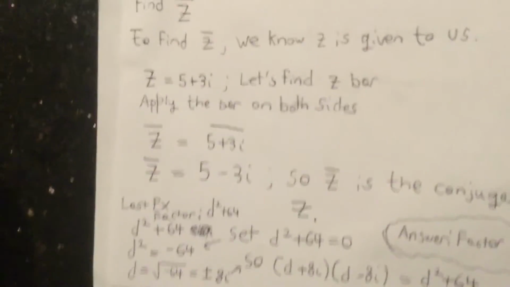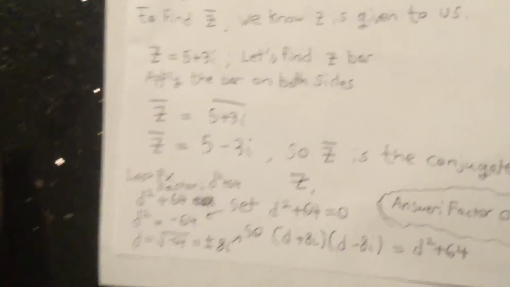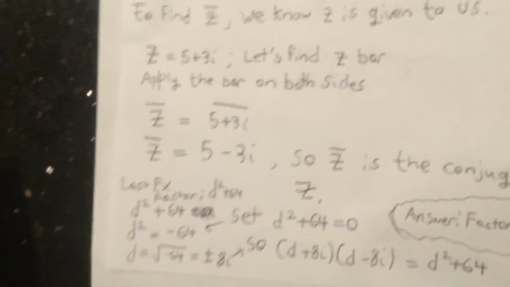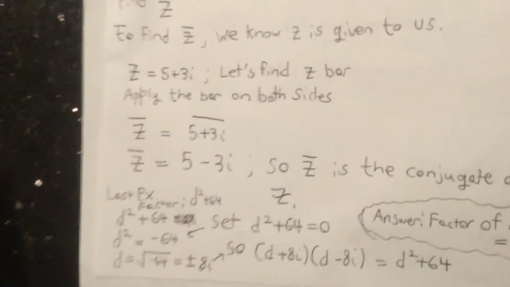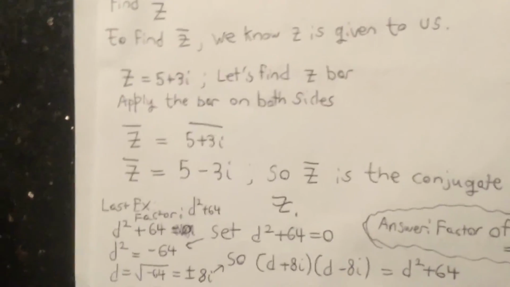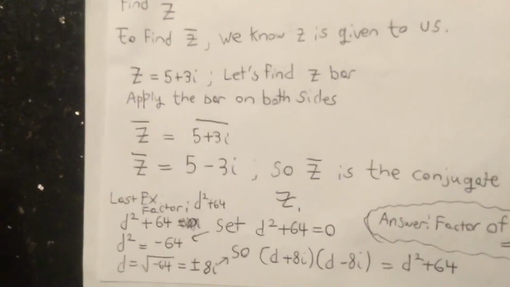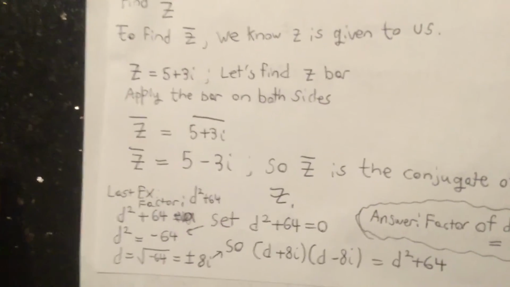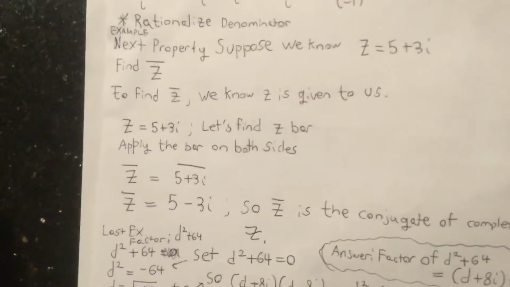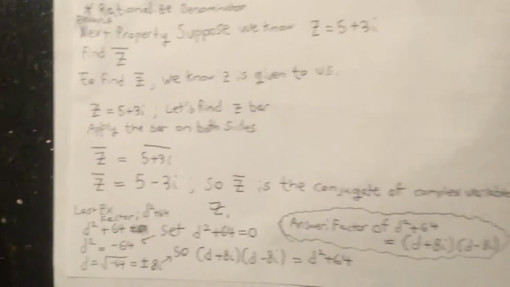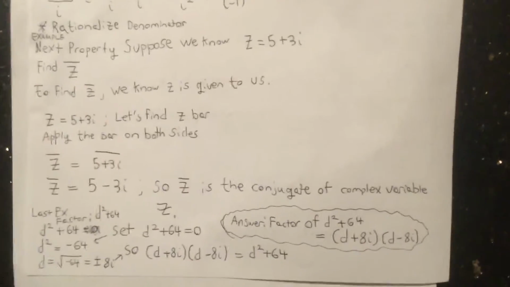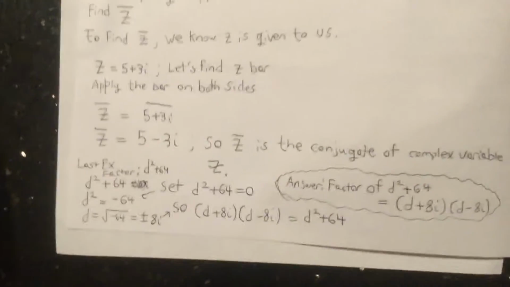Isn't it ironic, after you apply the bar on 5 plus 3i, the result is that? When I say that, I'm referring to z bar as the conjugate of z. 5 minus 3i is a conjugate of z in the complex variable notation. So z bar is the conjugate of the complex variable z.